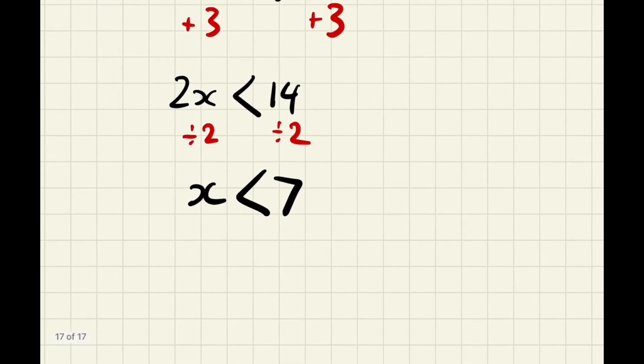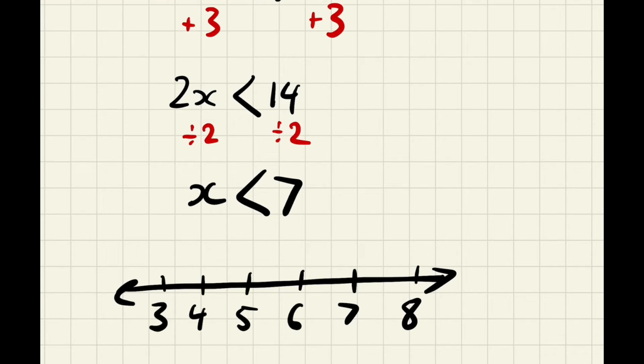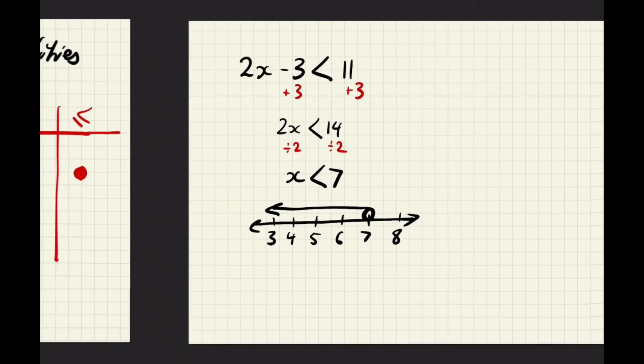Now let's graph it. Let's draw up our number line. Let's draw up our numbers. I'm just going to put 3, 4, 5, 6, 7, and 8. Now we're dealing with less than. It's an open circle because it's only less than, it's not less than or equal to. So that means we're going in this direction here as well because we're less than 7, so 6, 5, 4, 3, numbers that are smaller than 7.